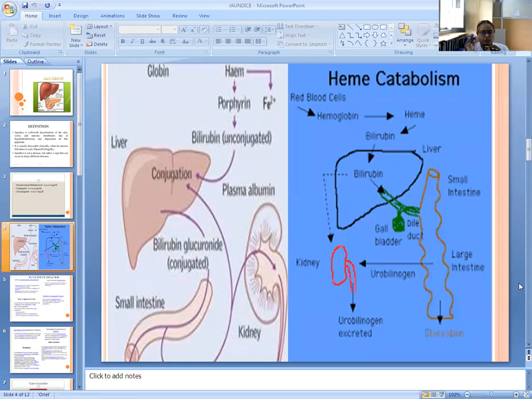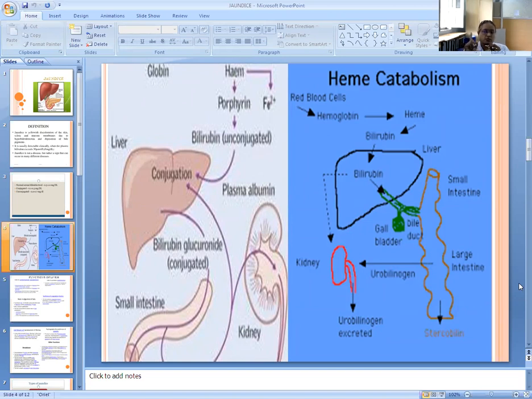Now the formation of stercobilinogen. The stercobilinogen is converted to stercobilin. This stercobilin is excreted in feces, and that gives the normal brown or yellow color to the feces. That is the normal color, which is because of stercobilin.